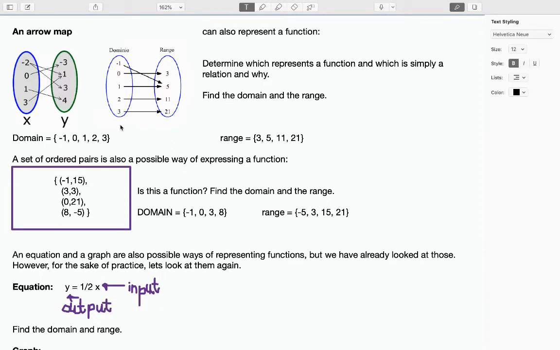So, determine which represents a function and why. Next, find the domain and the range. Right, you don't get any. I'm sorry, my phone died.